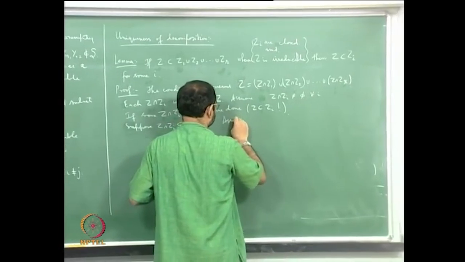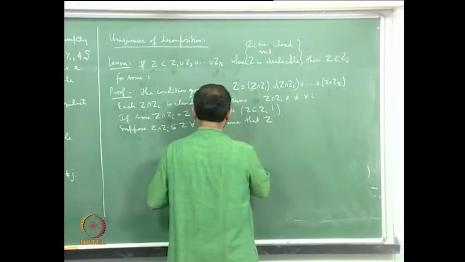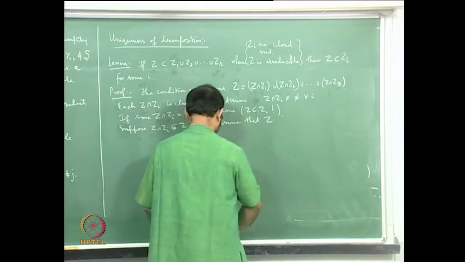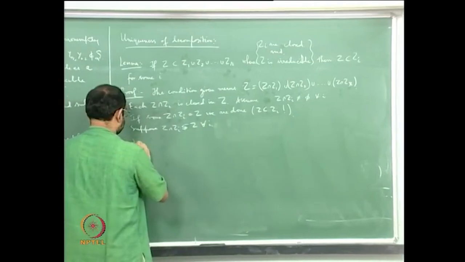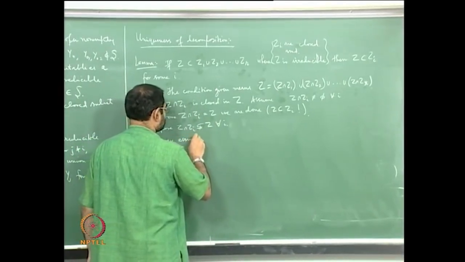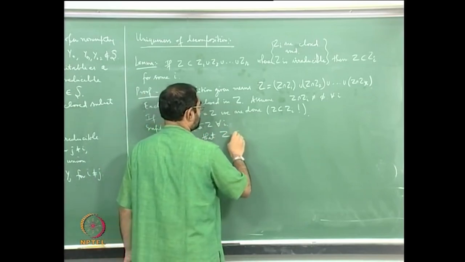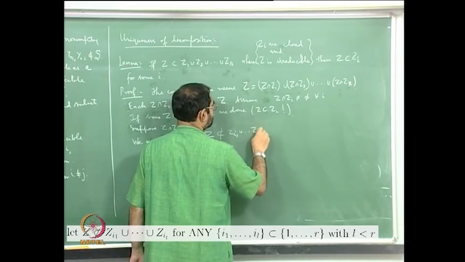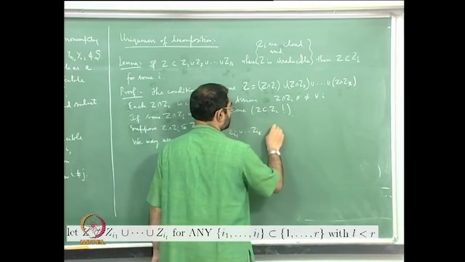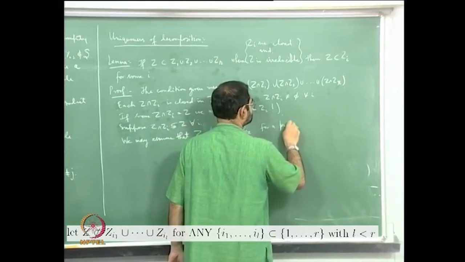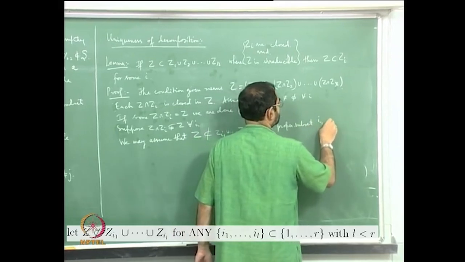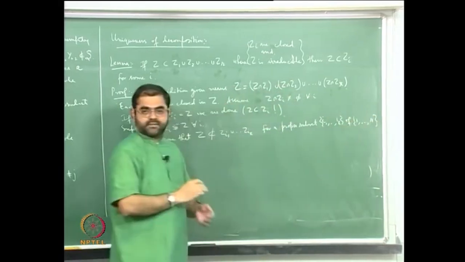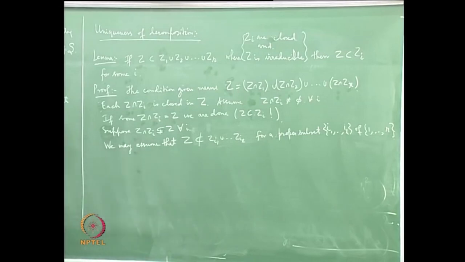We may assume that Z is not contained in Zi1 union ... union ZiL, for a proper subset i1, ..., iL of 1, 2, ..., r. You assume that, okay. So you can assume that.